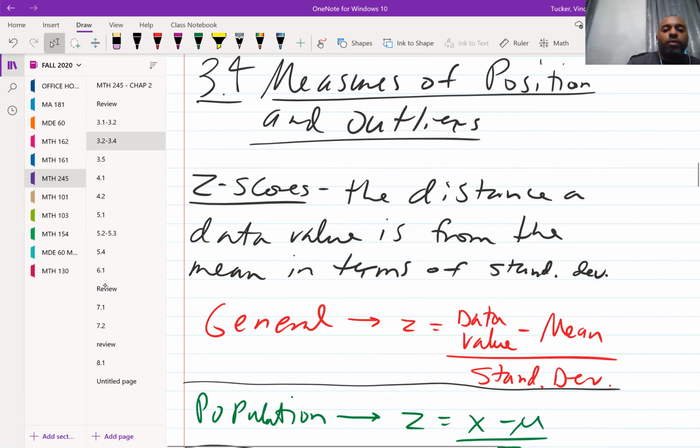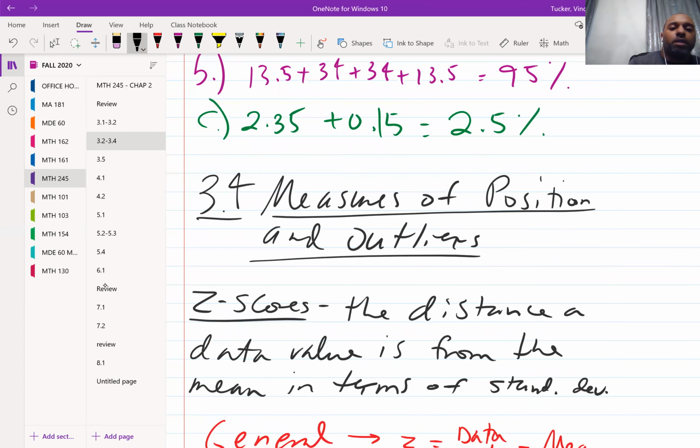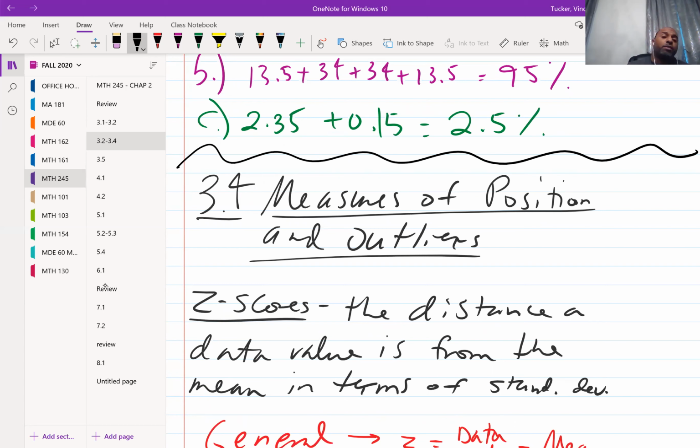So we don't have to do 3-3. 3-3 is not a part of what they hold you responsible for. So in chapter 3, all we have is 3-1, 3-2, 3-4, and 3-5.